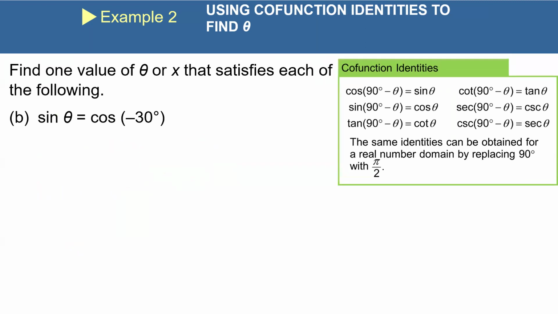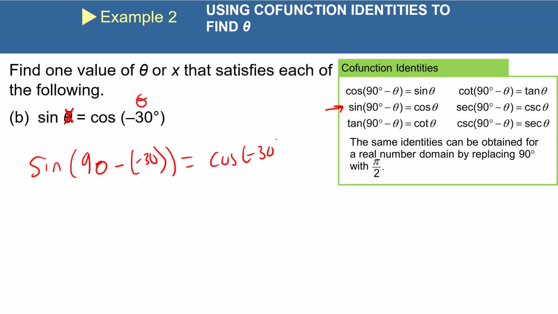All right. Next, we're gonna do this one. So now we have sine theta equals cosine of negative 30. So we're going to be using the sine cofunction. So we have sine of 90 minus theta equals cosine theta. It's really weird when it's theta and then it's theta, so we're gonna just change this one to an x. Sine x, we're gonna figure out what that is. So we know that our theta is negative 30. So when I plug this in, it becomes sine of 90 minus negative 30 equals cosine of negative 30.